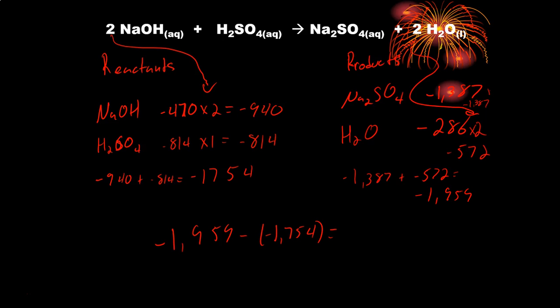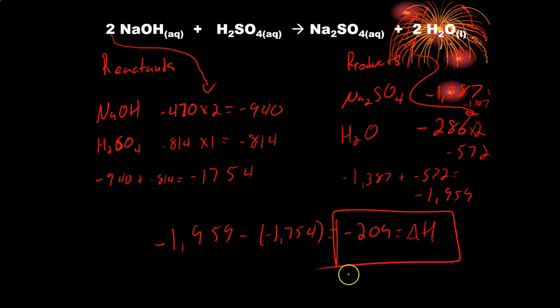So you don't want to forget one of them because then you'll get the wrong answer. But we end up with minus 209 as our value for delta H. And that would be our answer here. And because it's negative, we could say it's exothermic.